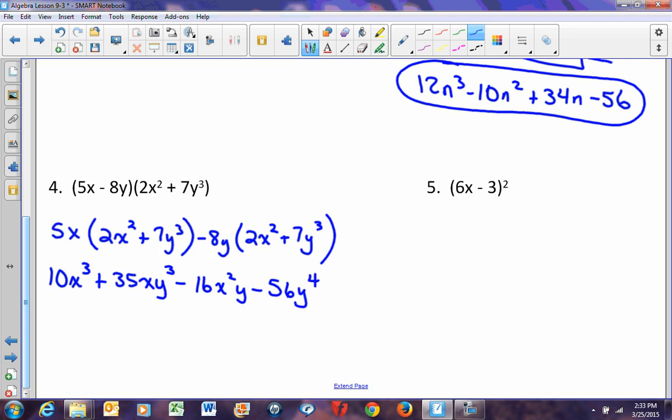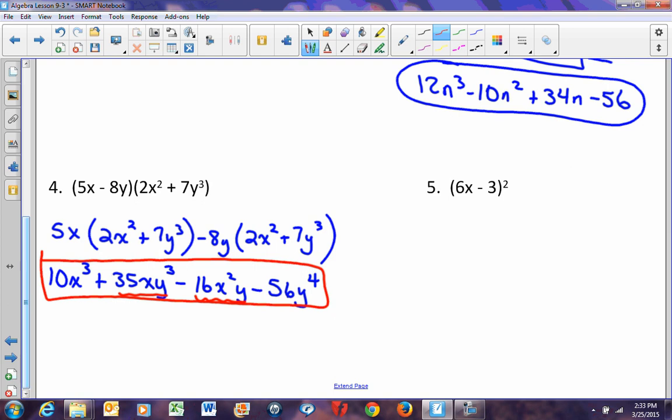And you'll notice here, that's it. Those are the like terms. There's no combining needed because these two middle terms here are not like terms, because this is an xy cubed and this is an x squared y. You can't combine them. So this is your final answer right here. It's a very long polynomial, but it's a polynomial nonetheless. It's a polynomial of 4 terms.